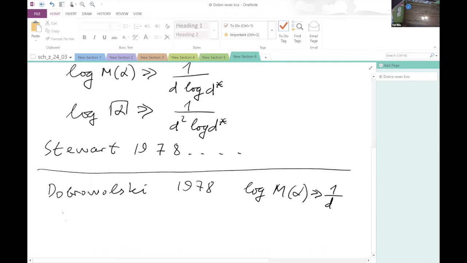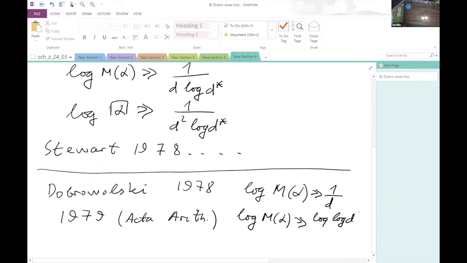And then came this glorious article in Acta Arithmetica in 1999, where he improved it further by these famous logarithms. Cube of this quotient. The cube is not really visible.